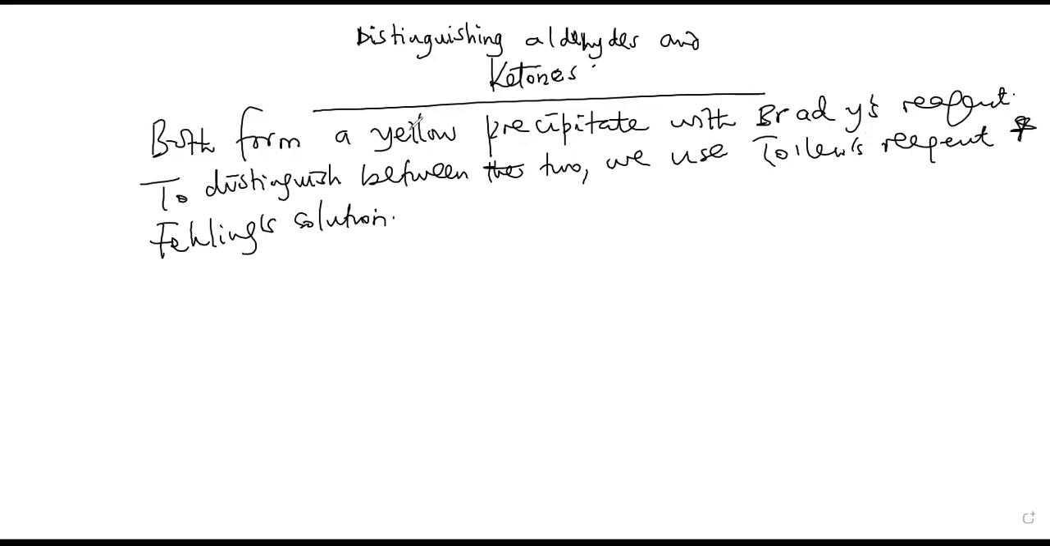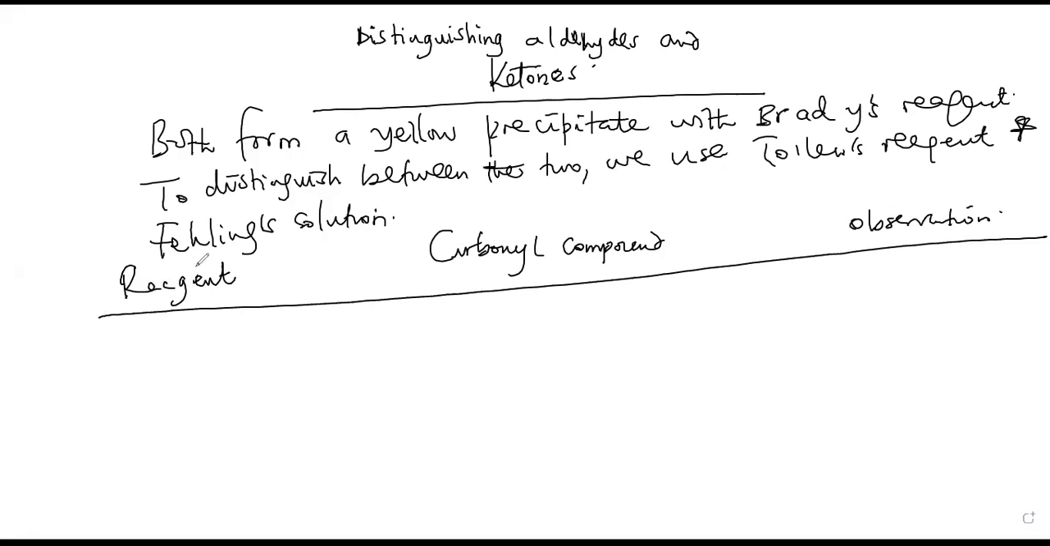Now, for this case, I can draw a simple summary in tabular form. I have a reagent here, and here we have the carbonyl compound, and then the observation. We already looked at what Fehling's solution does and what ammoniacal silver nitrate does. When they say Tollens reagent, that is another way to mean ammoniacal silver nitrate solution.